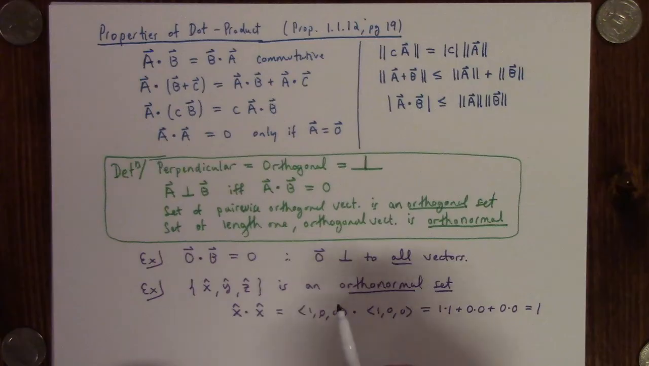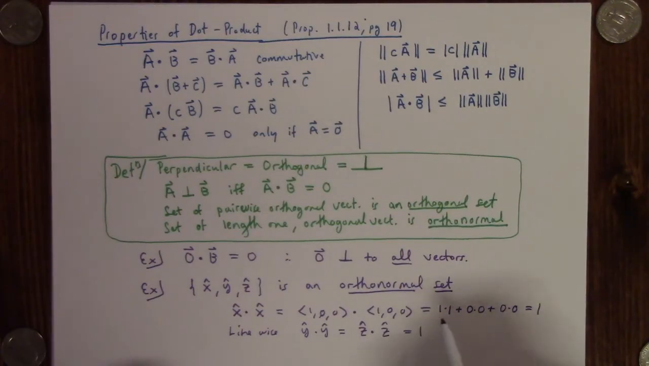And likewise, y hat dot y hat equals z hat dot z hat equals 1. And you can also check x hat dot y hat equals x hat dot z hat equals y hat dot z hat equals 0. So all perpendicular to each other.